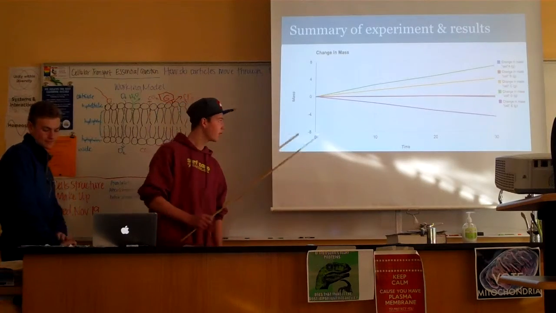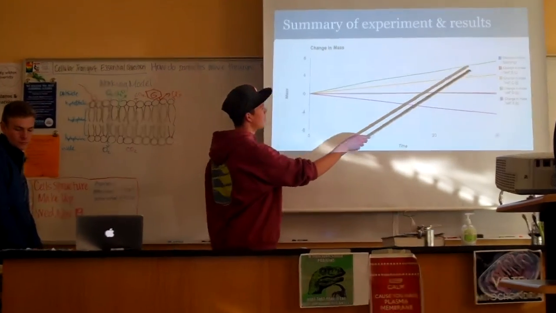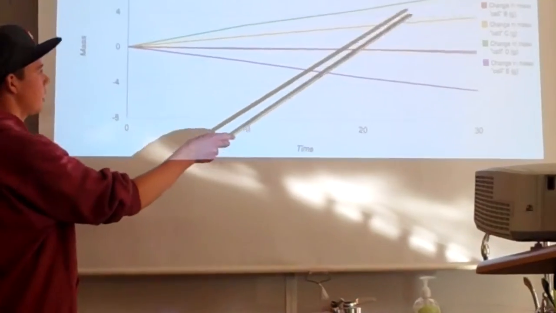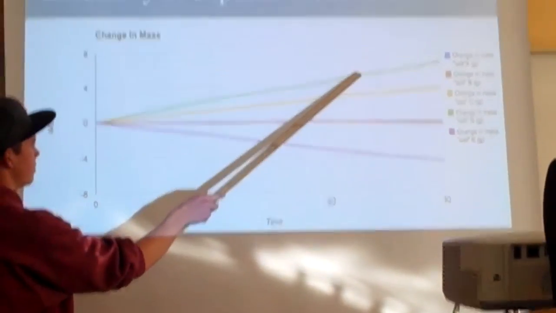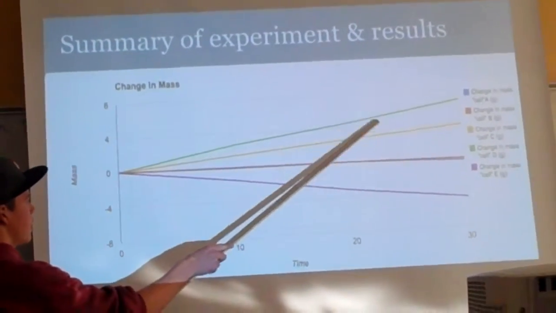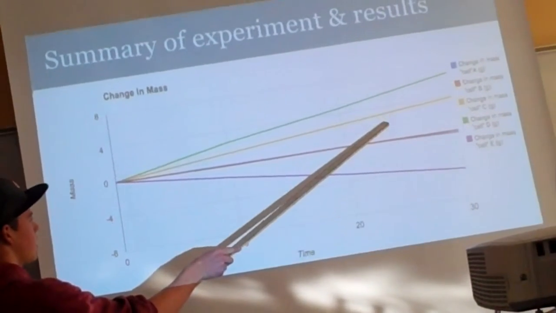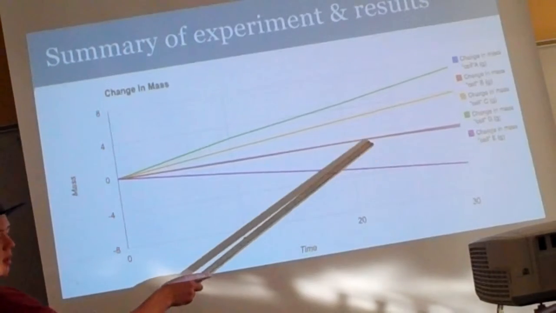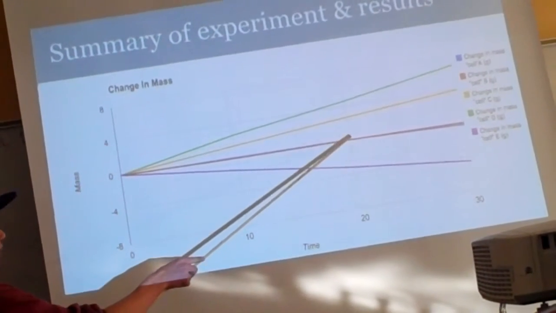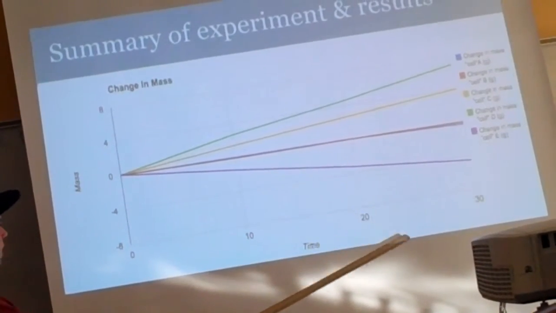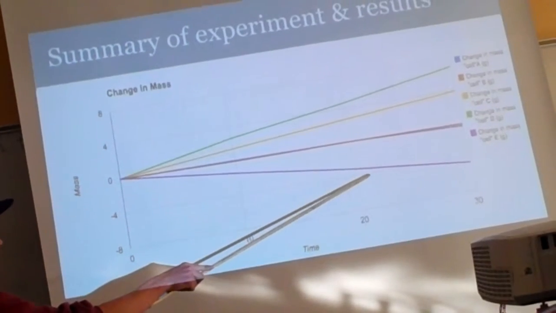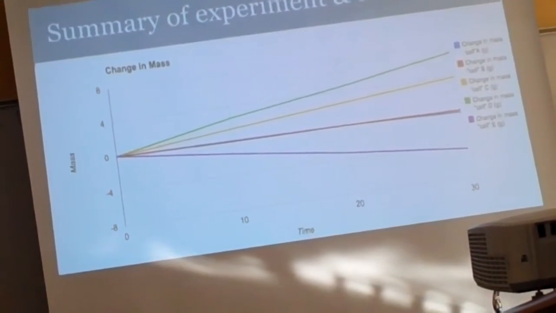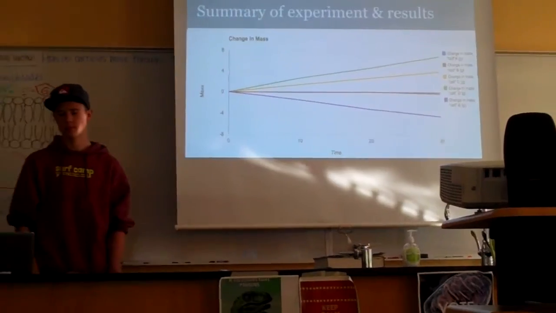So here's the graph, and as you can see, it shows the change in mass. The mass of cell D went up the most, as expected, then cell C went up the second most, which was also expected, and then B should have gone up, but because of the leak, it stayed the same, right with A, which is the red one, and then E went down as expected because of the water coming out.